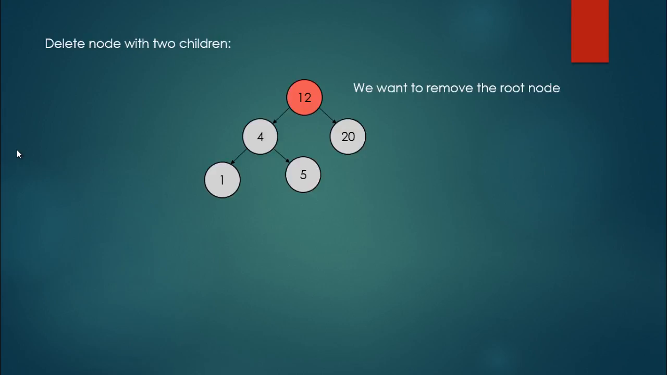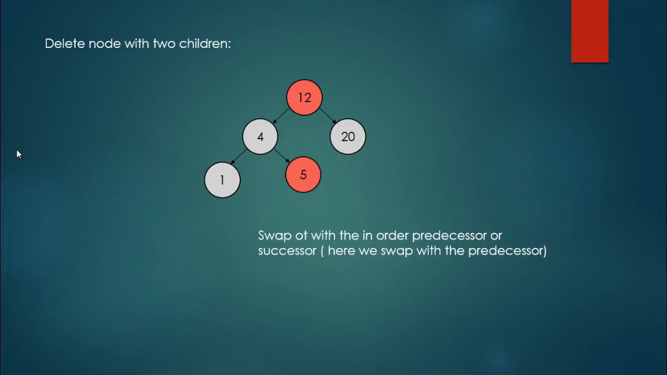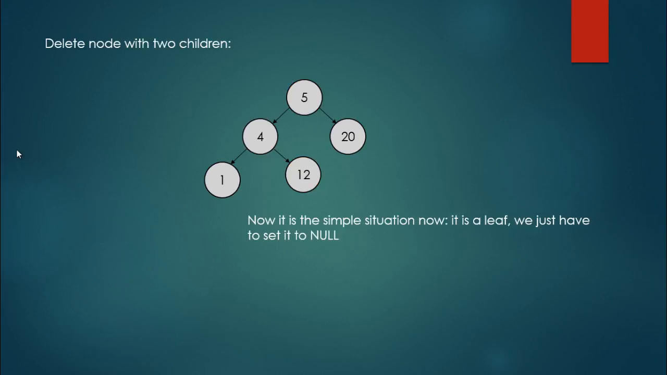For example, we want to remove the root node. It has a left child and a right child. We are not able to set it to null, because then the root node would be null. It is not allowed in a binary search tree. So we have to find its in-order predecessor or successor. Here we swap with the predecessor. I use the predecessor in my algorithms, so the previous node in the in-order traversal, and we have to swap them: the 5, the in-order predecessor, with the given node we want to delete. We swap them, then the 5 is going to be the root node, and the 12 is now a leaf node. So we just have to set it to null.